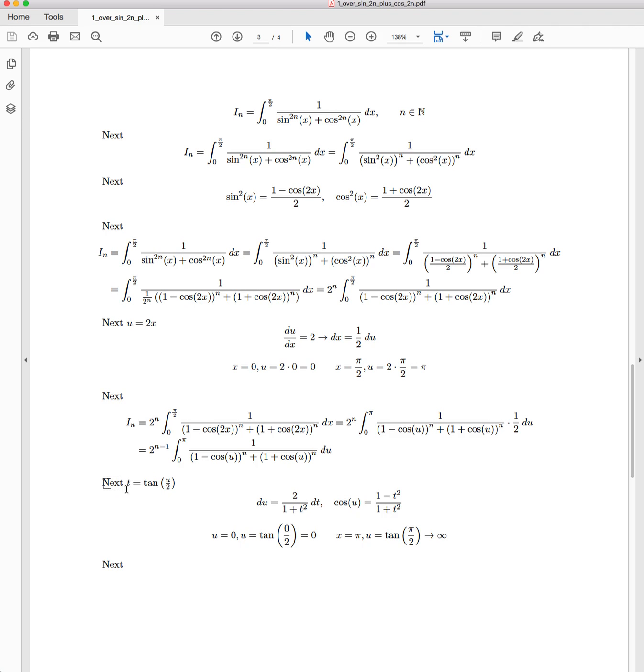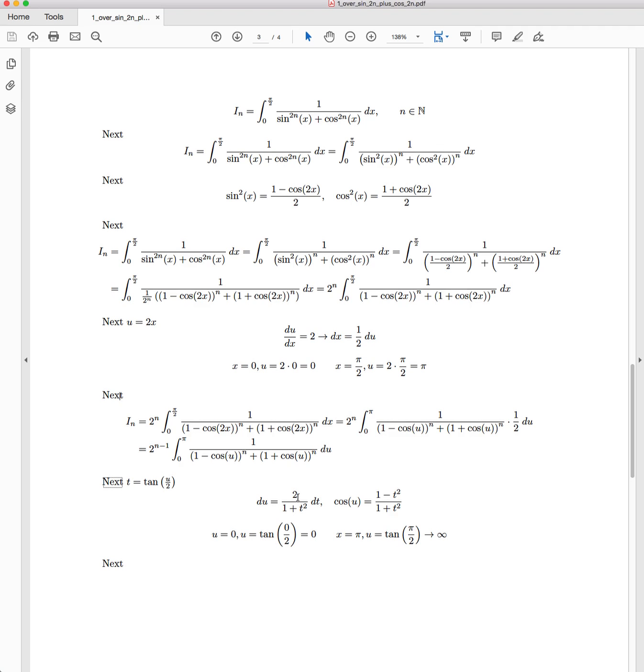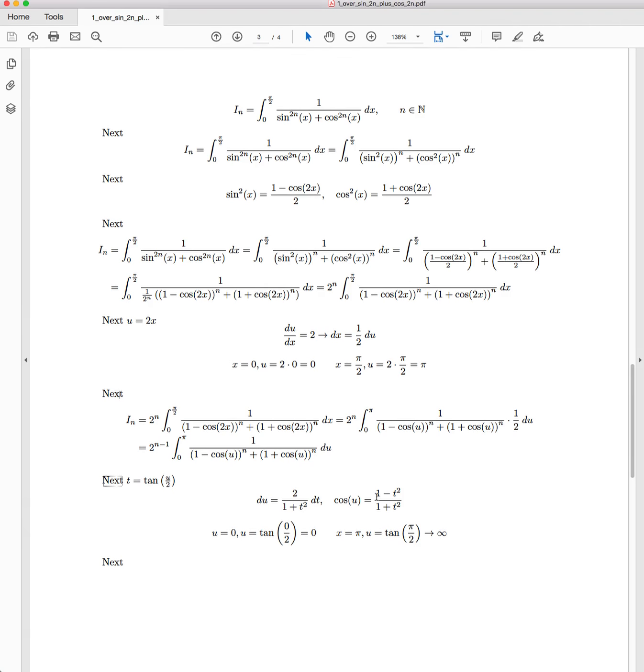I'll have a link to the corresponding Wikipedia article for it. But if we let t in this case equal tan of u over 2, then by applying some trigonometric identities, we find that du is equal to 2 over 1 plus t squared dt, and cos of u becomes 1 minus t squared over 1 plus t squared.